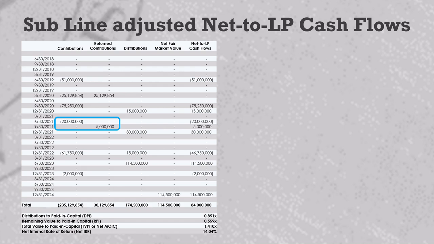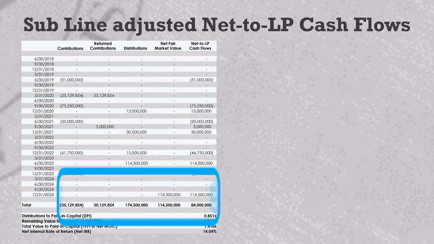The third column here includes the distributions. The fourth includes the fair market value after deducting carried interest, and the net cash flows on the right sum these 4 columns to provide the net IRR of 14%. This format also gives us net multiples.